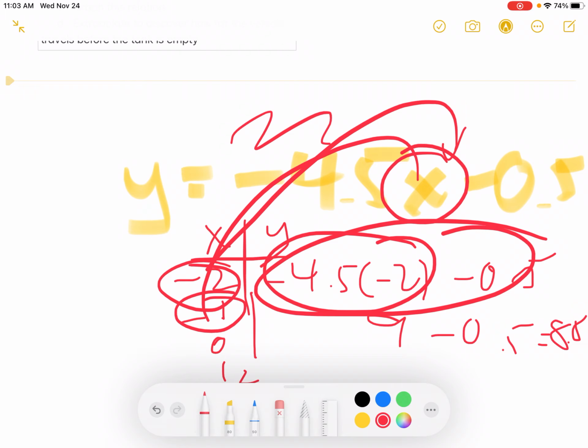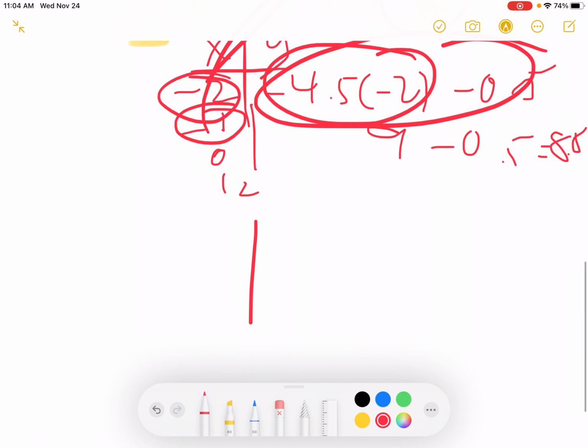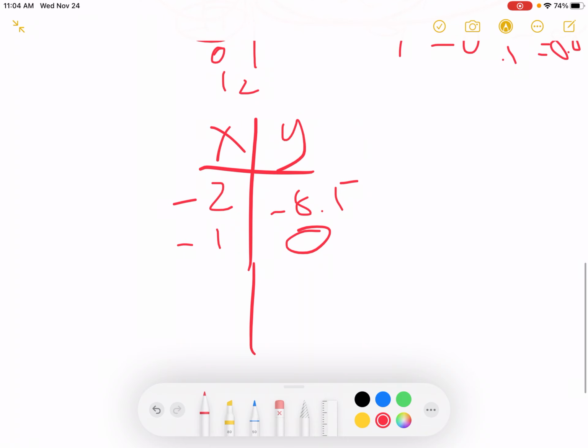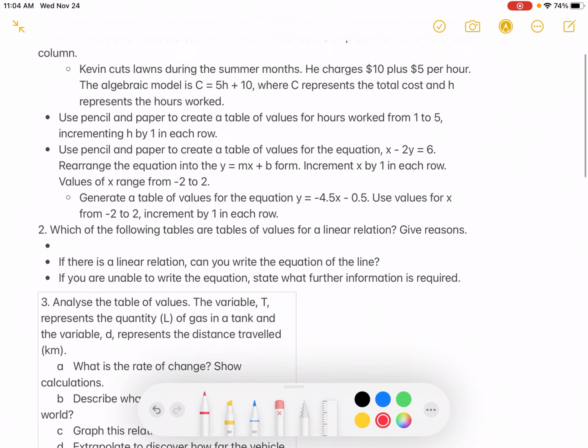The next one, you put negative 1 in here, and then you'll get a series of points. So something like x and y: negative 2 and then 8.5, negative 1 and whatever that is, and this is your table of values. So that's for question 1.